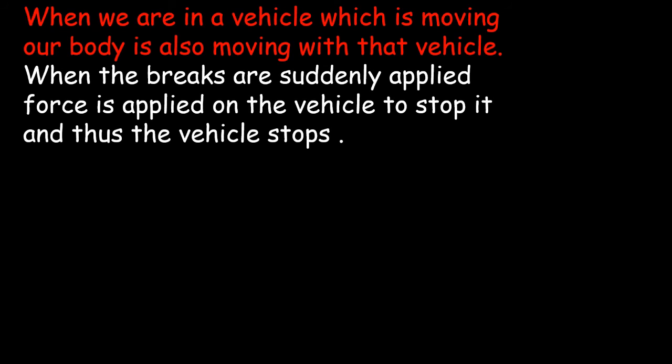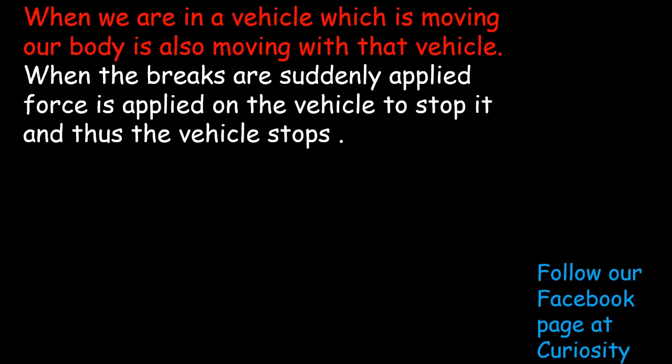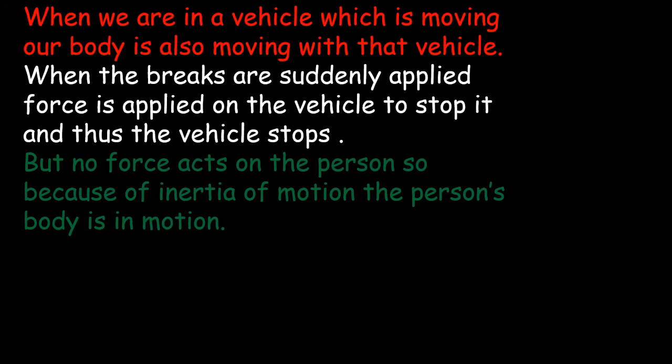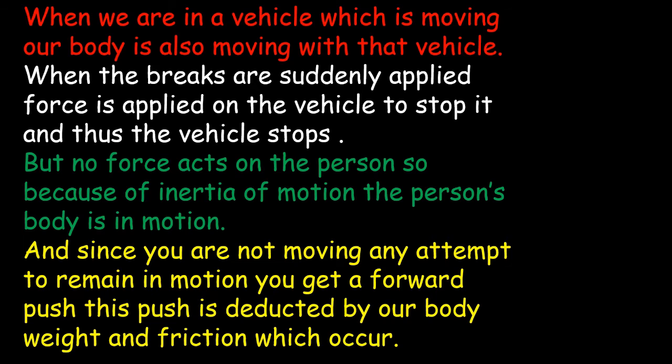When we are in a vehicle which is moving, our body is also moving with that vehicle. When the brakes are suddenly applied, force is applied on the vehicle to stop it, and thus the vehicle stops. But no force acts on the person. So because of inertia of motion, the person's body stays in motion. And since you are not making any attempt to remain in motion, you get a forward push. This push is reduced by body weight and friction, which occurs by a resistance.